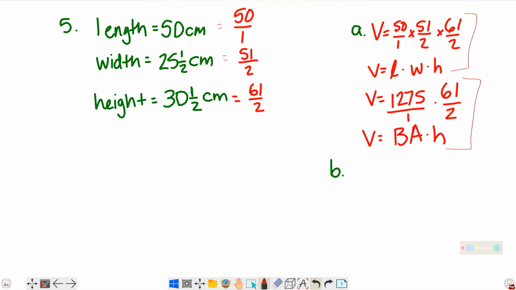This first fraction represents the length, the width, the height. And in this one, this represents the base area and the height. In part B, it says, determine the volume of the rectangular prism. So we are going to multiply those two things together.